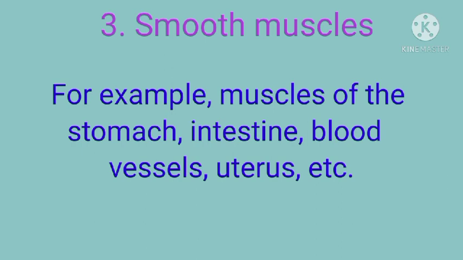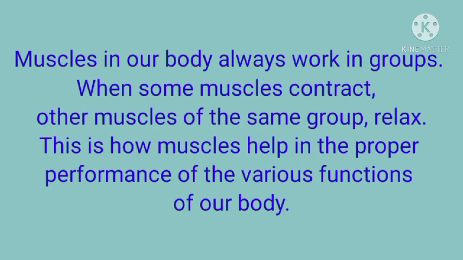Now, all of our muscles are made up of these three types of muscles. They may be smooth muscle, skeletal muscle, or cardiac muscle. The muscles in our body always work in groups. When some muscles contract, other muscles of the same group relax. The contraction and relaxation of the muscles is very important for performing their movement or function.